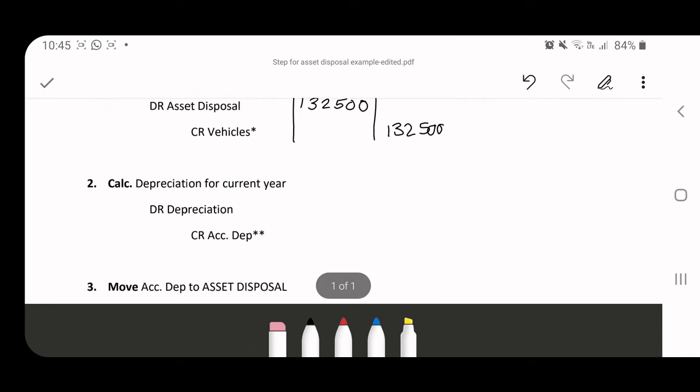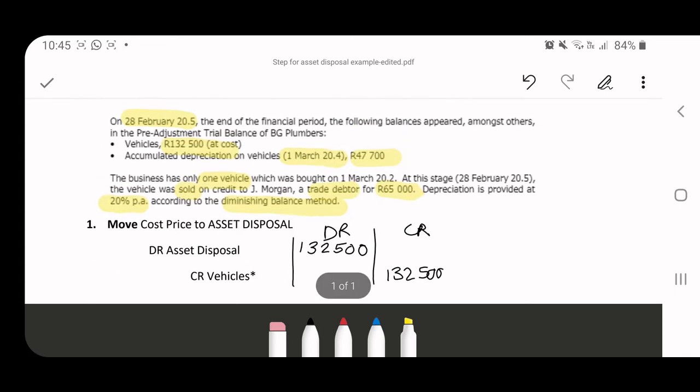Number two says calculate depreciation for the current year. Remember, depreciation is month sensitive. In this example, we are lucky that they sold it on the last day of the financial year, which means we depreciate this asset for the whole year, for the 12 months. If this asset was sold, let's say, on the 1st of December 2004, then we would depreciate this asset for the 9 months that it was in use. You always depreciate the asset up until the day that you sell it.